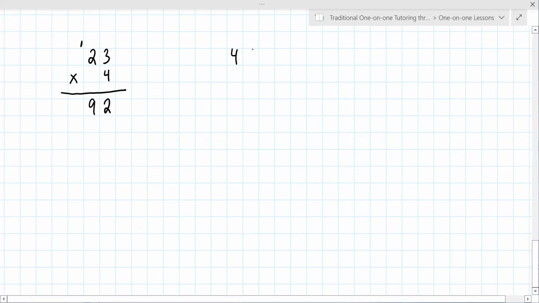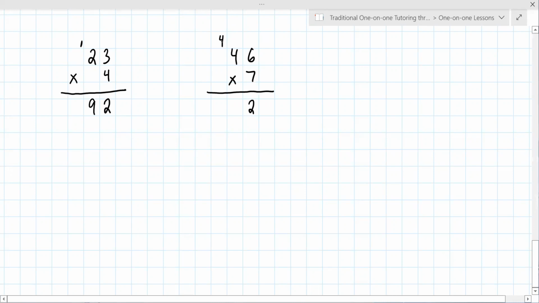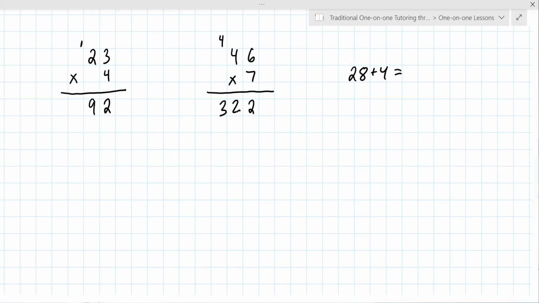Let's try 46 times 7. What is 7 times 6? 7 times 6 is 42. So you put a 2 there with a carry of 4. What is 7 times 4? 7 times 4 is 28. And then you add 4 to it. What is 28 plus 4? It's 32.